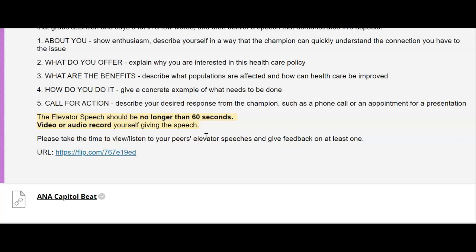If you want, you can just turn off your video for Flip and it will do an audio recording. Also take a little time to listen to at least one of your peers' elevator speeches and give feedback on one. It can be very brief feedback, but just give some positive feedback. You don't have to look for additional sources. I just ask that you turn your camera on for the feedback. If you want to be looking at a piece of paper, if you're nervous about the 60 seconds, go ahead and just audio record yourself. But otherwise, let's see some happy faces for our feedback time.